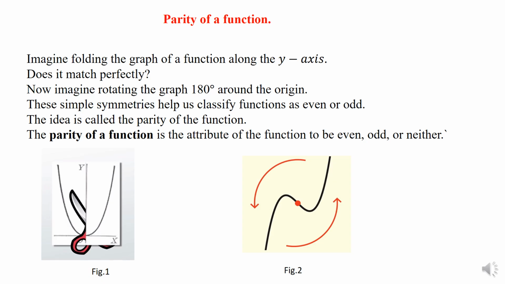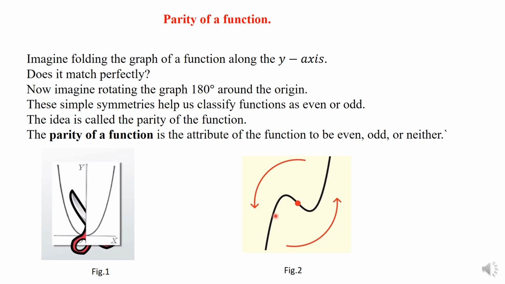Parity of a function. Imagine folding the graph of a function along the y-axis, as you can see in figure 1. Does it match perfectly? If the left side matches the right side perfectly when you fold this paper, this means that the graph has the y-axis as an axis of symmetry.